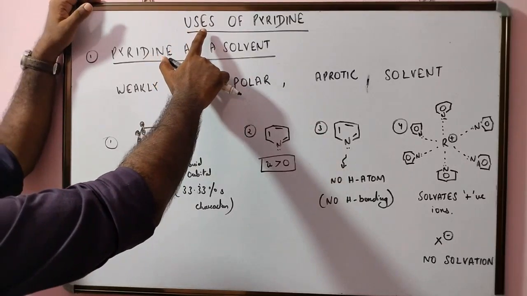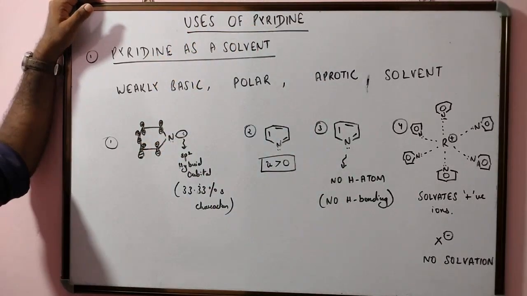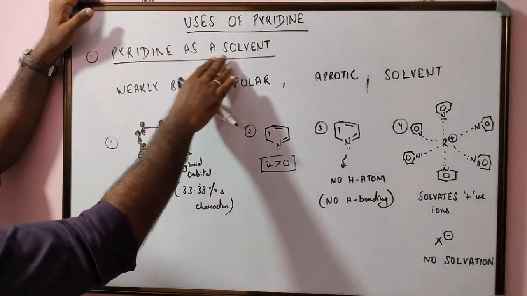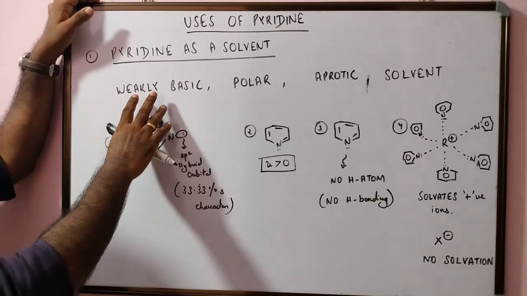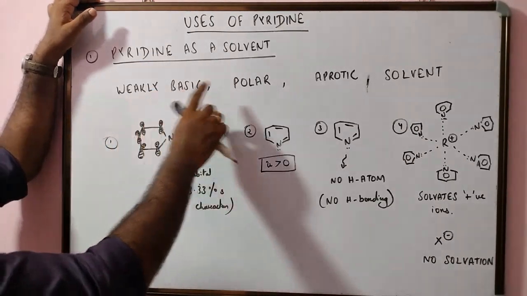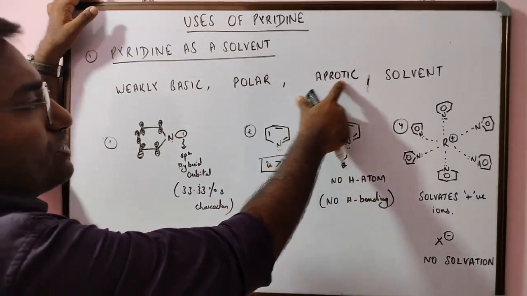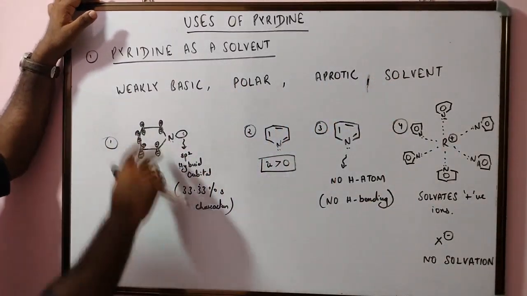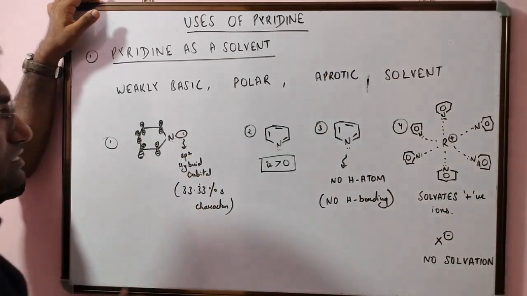Now let us see the uses of pyridine. The first use of pyridine is as a solvent. Pyridine is a weakly basic polar aprotic solvent. Let us try to prove each of these points.